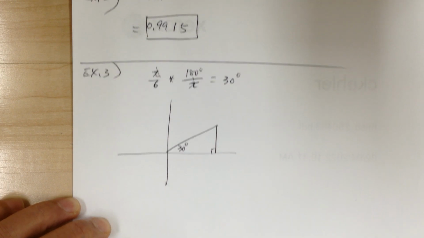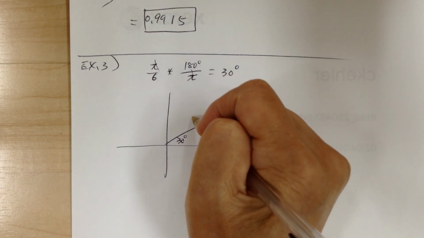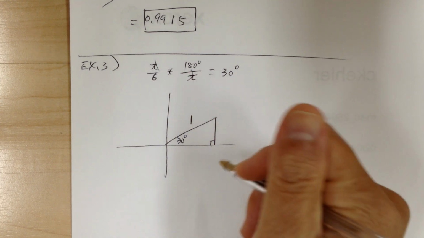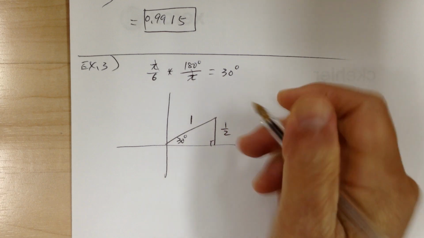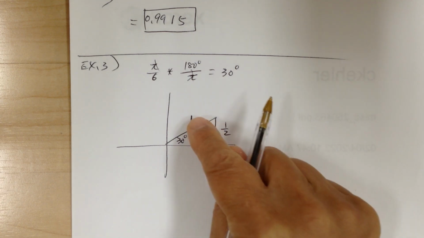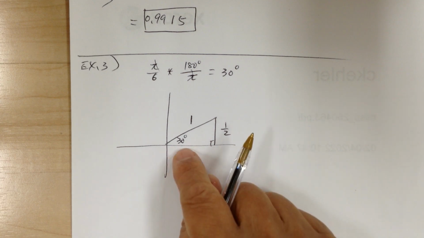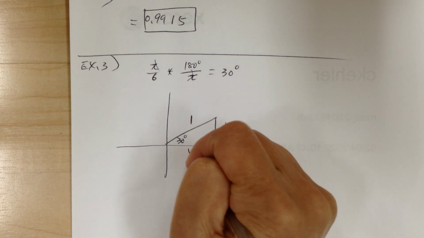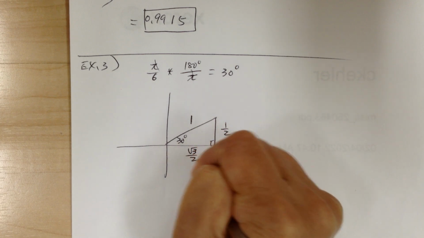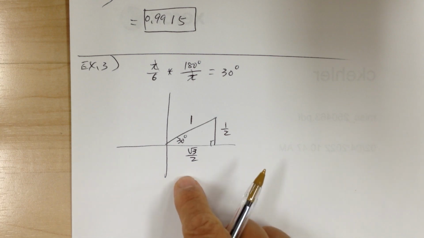So from your geometry, this would be 1. Special triangle. If your hypotenuse is 1, this would be 1/2. The short leg would be 1/2 of the hypotenuse for a 30-60 special triangle. And the long leg would be square root of 3 times as much as that. So this times square root of 3 will give you square root of 3 over 2. So that's your 30-60 special triangle. Make sure you know that really well.